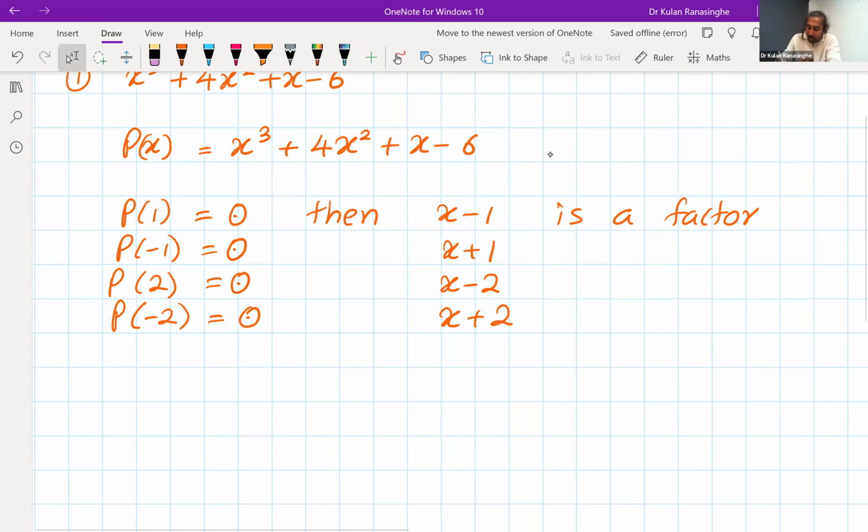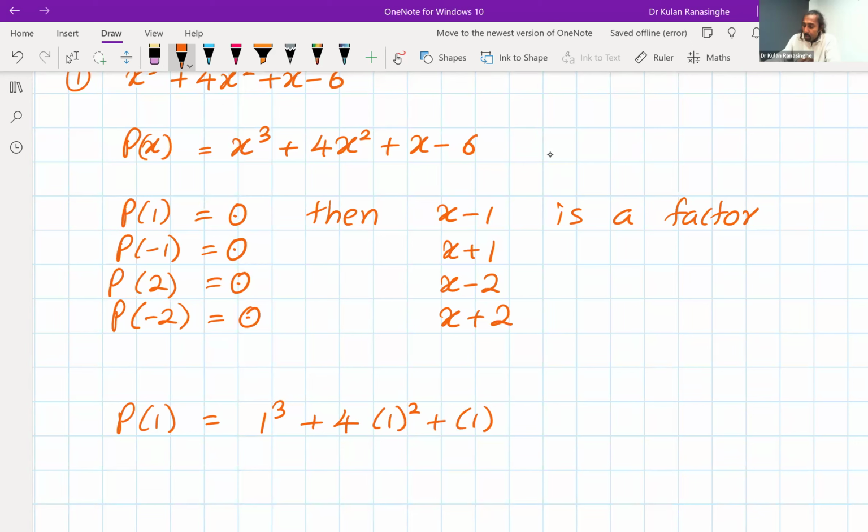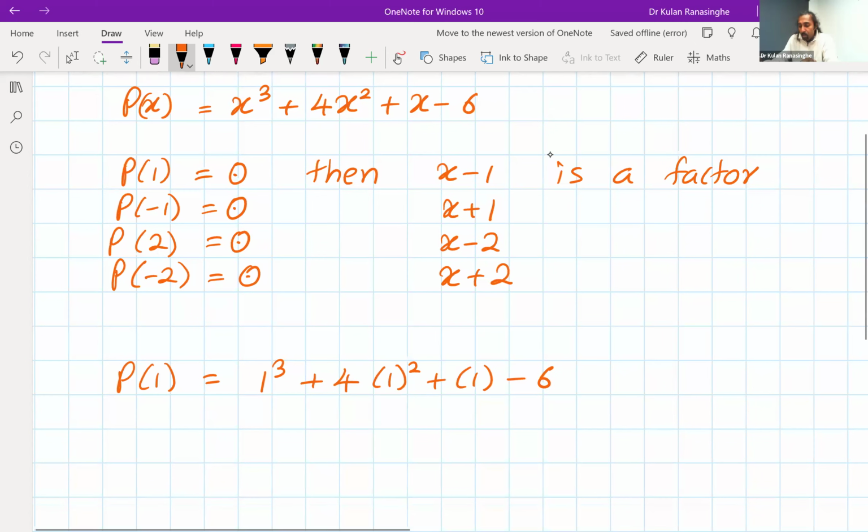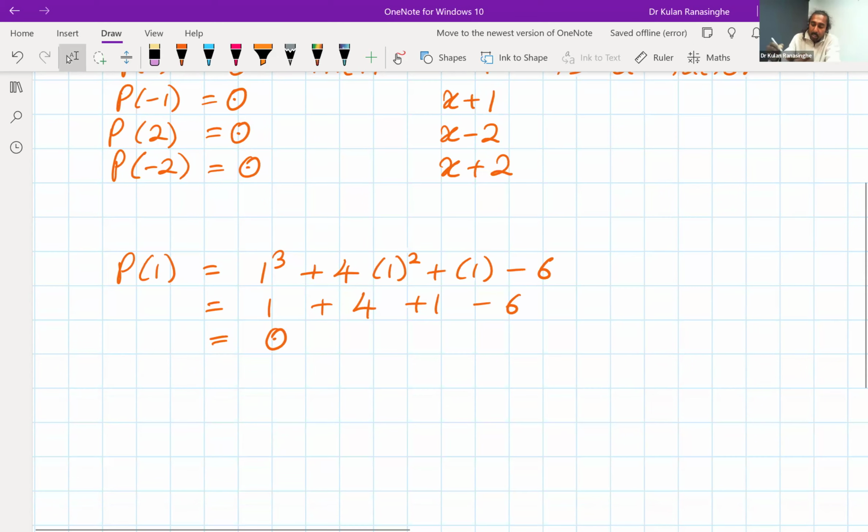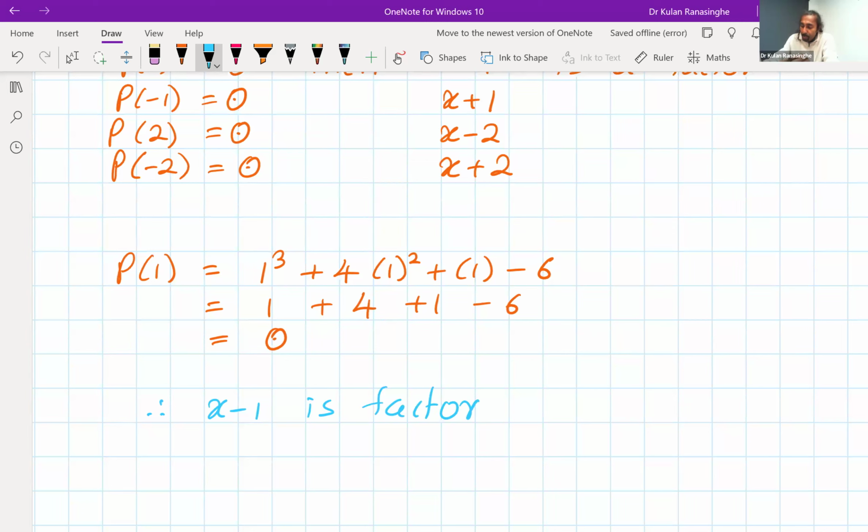I'm going to start off with P(1). So it's 1 cubed plus 4 times 1 squared plus 1 minus 6. Voila. 1 plus 4 plus 1 minus 6. Well, that's a legendary 0. We were lucky, weren't we? Everyone's with me? That's good. Therefore, we can say x minus 1 is a factor. So I want you to focus on this rather than just copying.